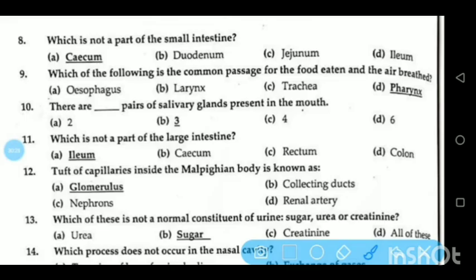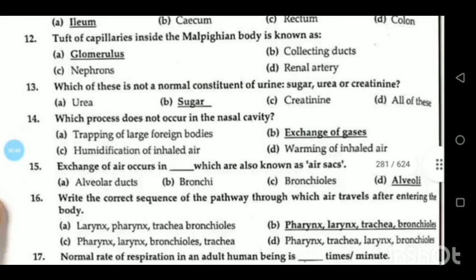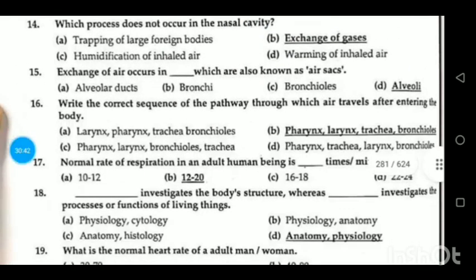Tuft of capillaries inside the Malpighian body is known as glomerulus. Which of these is not a normal constituent of urine? Sugar, urea, or creatinine? Sugar.